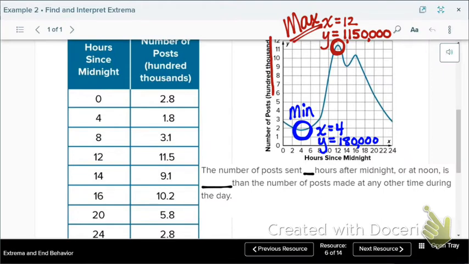Are those the only high points and the only low points? Where's any of the other high points? 16, right about here. X is 16, and Y is about what? 10.2, 100,000. So that looks like that. Is this a maximum or a relative maximum? Relative maximum.